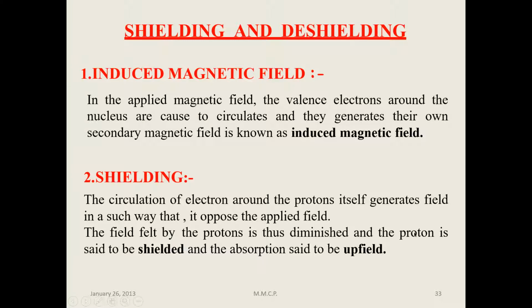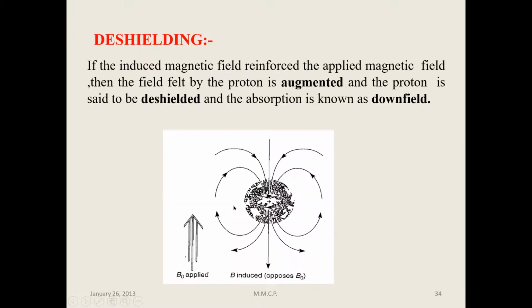In that condition, proton is said to be shielded and the absorption for this proton is said to be in the up field. On the other hand, if the induced magnetic field reinforces the applied magnetic field, then the field felt by proton is reinforced. Hence, it is said to be de-shielded and the absorption is known as the down field.